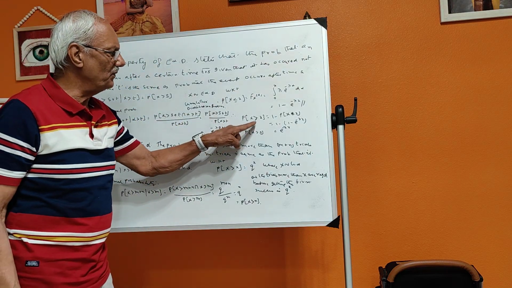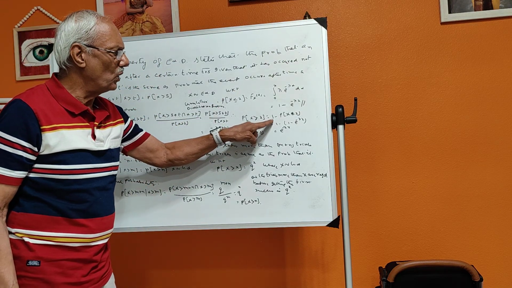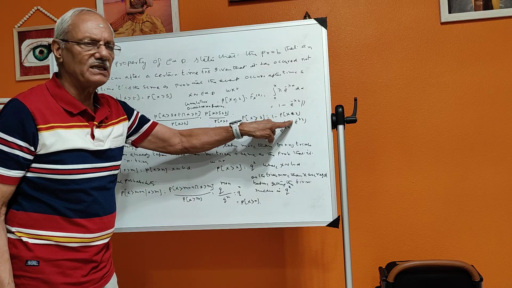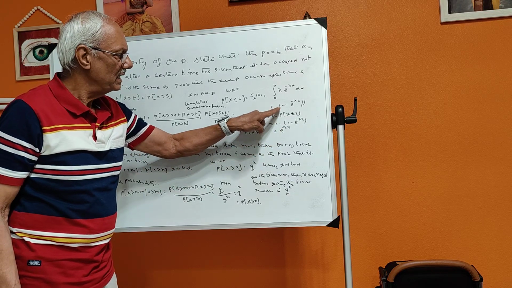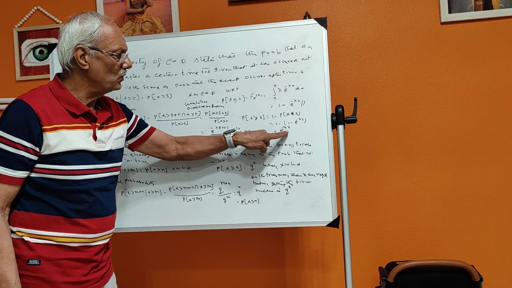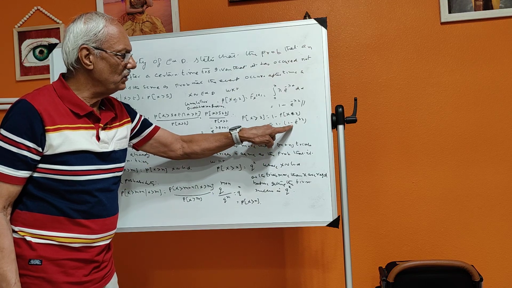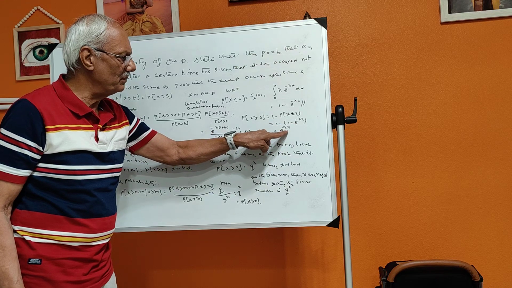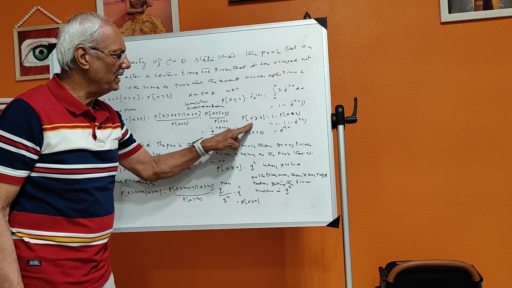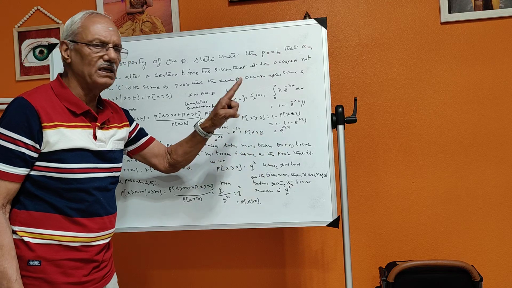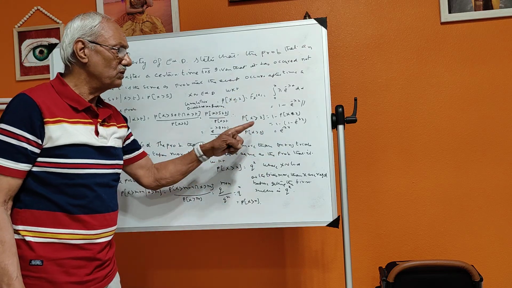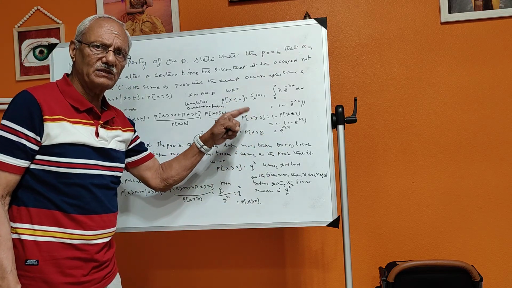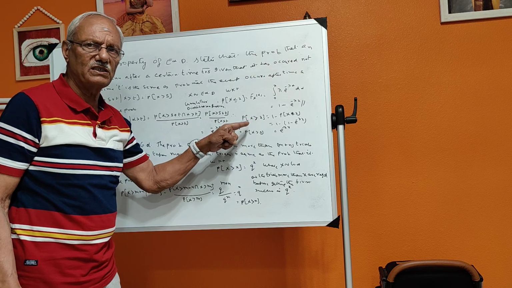Therefore P of x greater than x will be equal to 1 minus P of x less than or equal to x. That is 1 minus this value, which has already been found. So you subtract, and 1 minus 1 goes, giving you e to the power of minus lambda x. Therefore P of x greater than x will be equal to e to the power of minus lambda x. So this is for the exponential distribution. This is the result.